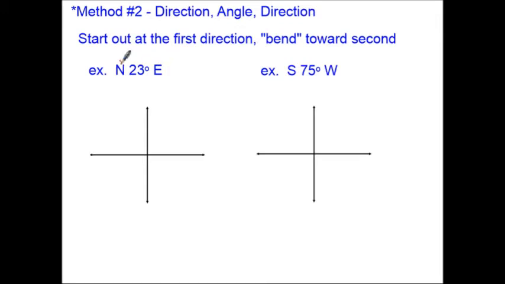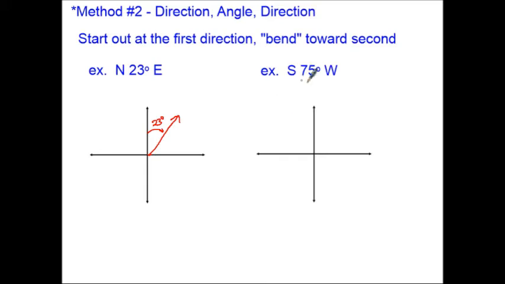So something like north 23 east would be very similar to the last one, where we start due north, and then we bend 23 degrees toward the east. East is of course to the right, so this would look something like a 23-degree angle coming off of this direction. So this one's actually fairly similar to that 10-degree angle we had a few seconds ago.